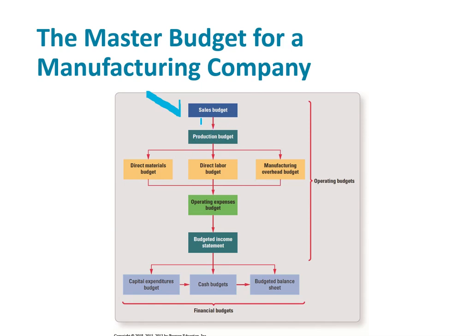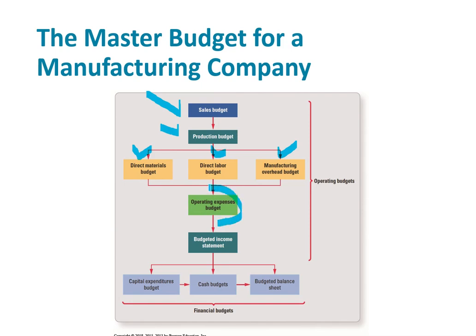Now, once you've anticipated or budgeted for the amount of sales, now you know how much production you're going to have. So the units that you're selling, you must produce. Well, in order to produce things, you have to budget for the materials, the labor, and the manufacturing overhead that's going to be used in the production budget.